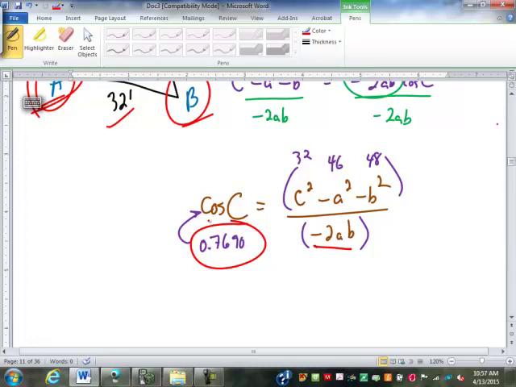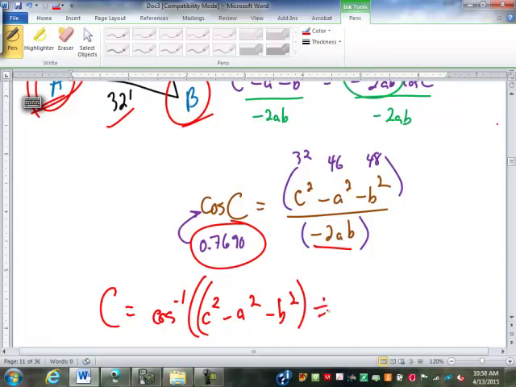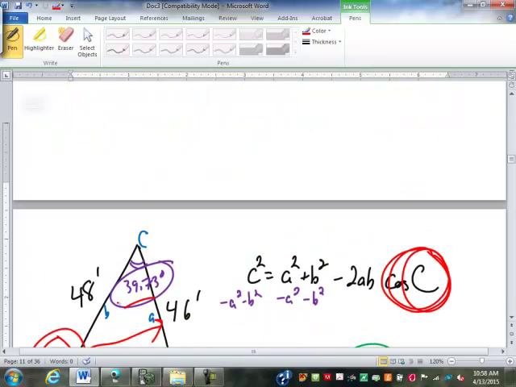Yep, I got the 0.7690. That was the cosine of C. And if you wanted to, you could do it all in one big step where you could say C equals the inverse cosine of, C squared minus A squared minus B squared, but then you have to have a second set of parentheses there. Divided by -2 times A times B, close and close. Like that. That would work. 39.73 was my angle.